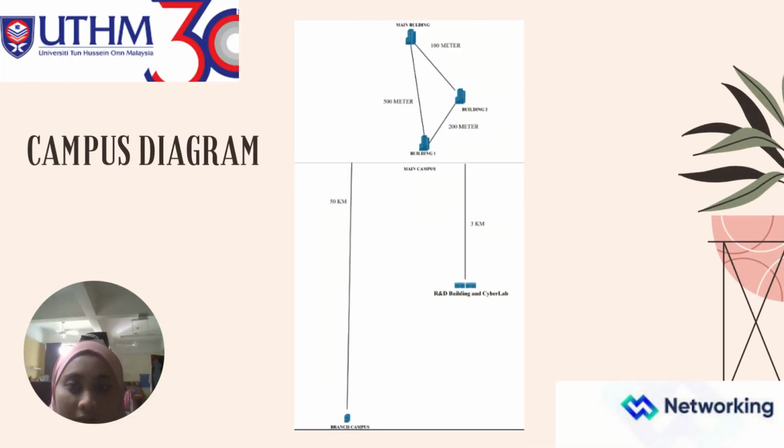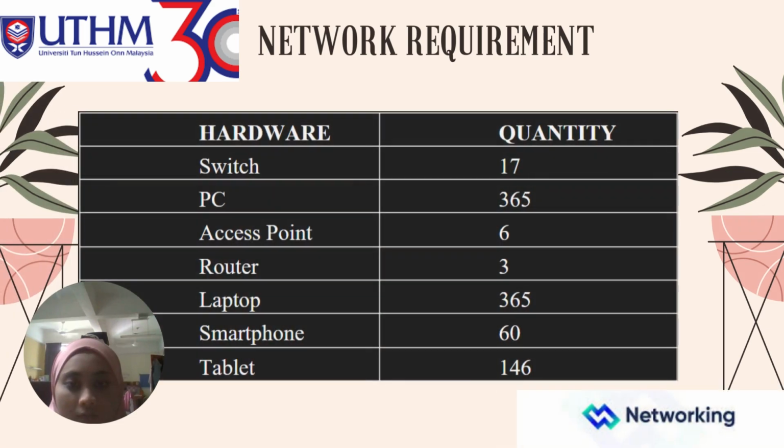Okay, this is a campus diagram. Network requirement, hardware: switch, 17 quantity; PC, 365 quantity; access points, 6 quantity; router, 3 quantity; laptop, 365 quantity; smartphone, 60 quantity; tablet, 146 quantity.